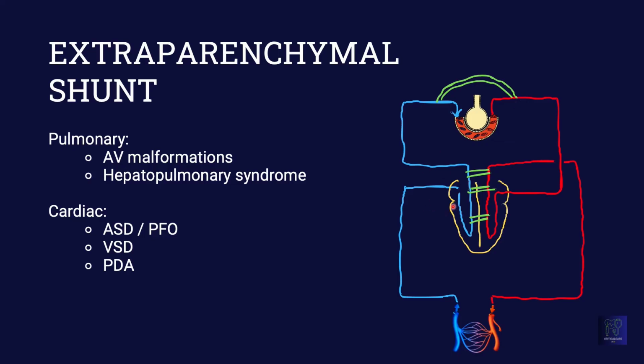Second is cardiac causes. So within the heart and the vasculature, there can be connections like ASD, PFO, ventricular septal defect, or patent ductus arteriosus. So when any of these conditions are associated with right to left shunt, the impure blood basically bypasses the lungs, goes into the arterial system, and causes low oxygen levels.